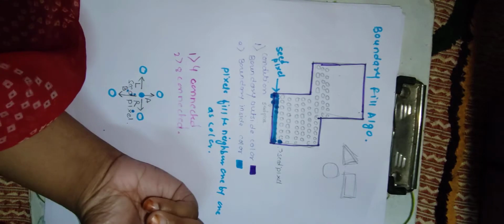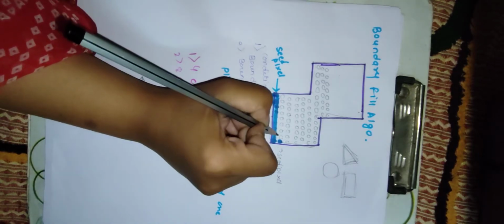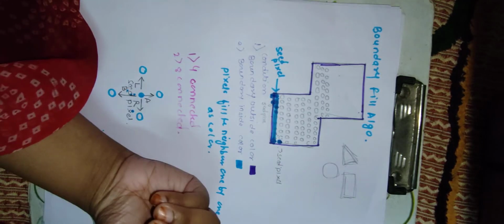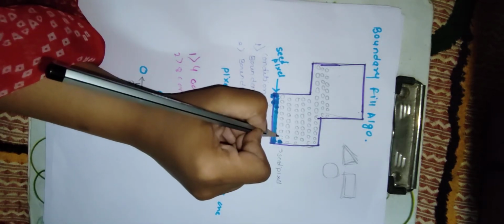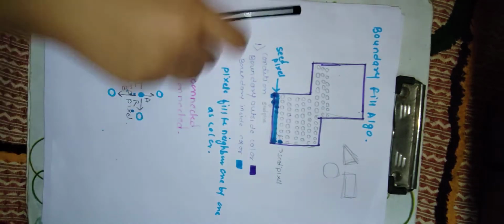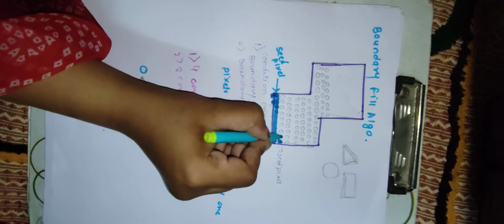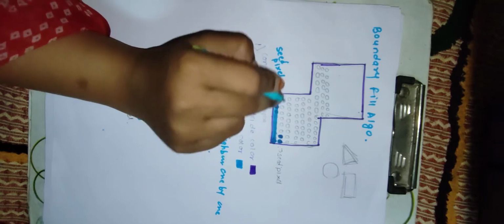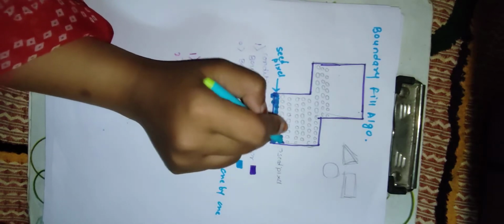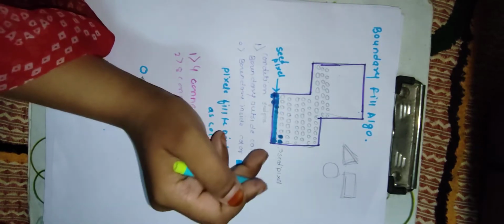Now what will the seed pixel check? It checks its neighboring pixels. Now the seed pixel is checking its neighbor pixels. The left side pixel is already available, so he can do the same procedure with it. So this is now our seed pixel. We'll check the left side pixels, right side and above pixels.